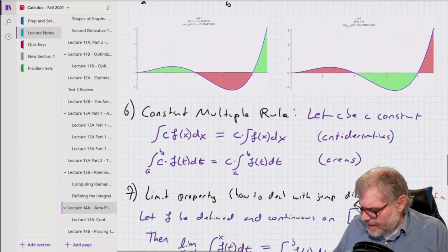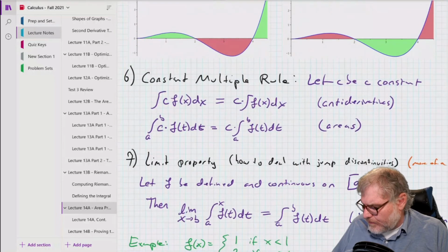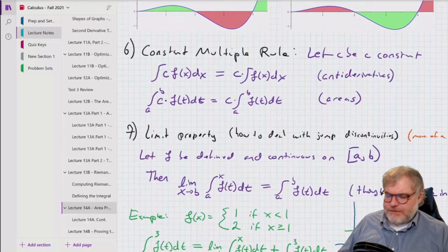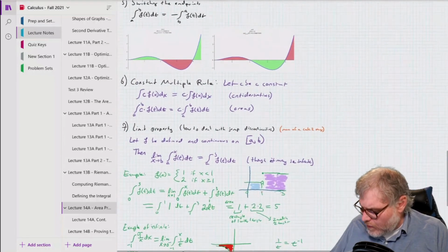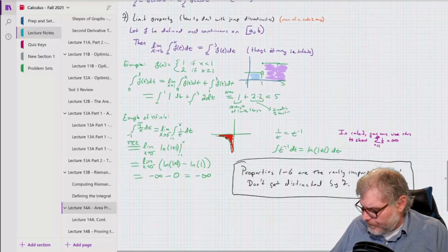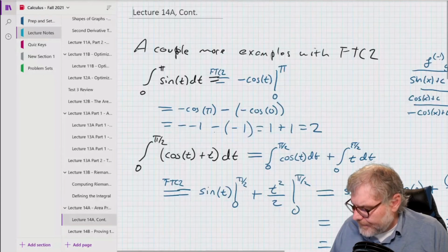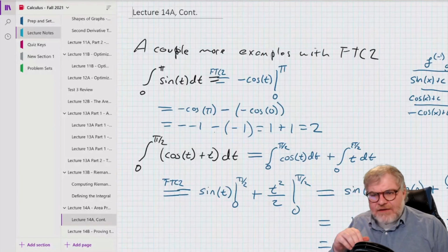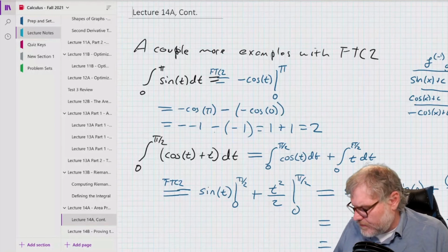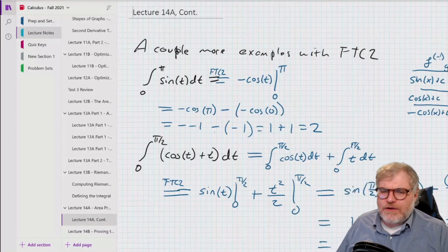The other one that really applies here is the constant multiple rule, and that works for antiderivatives. So I've got two of these that work very well for antiderivatives. Okay, so let's now flip our things and do a couple more examples with the FTC using this new notation.